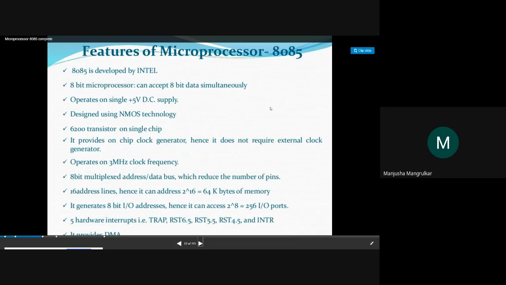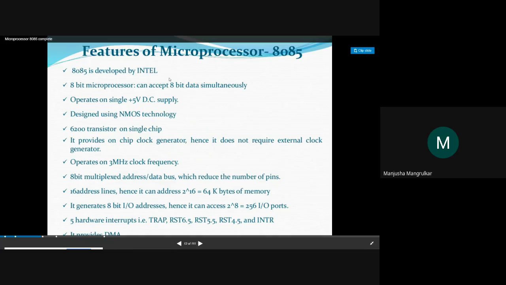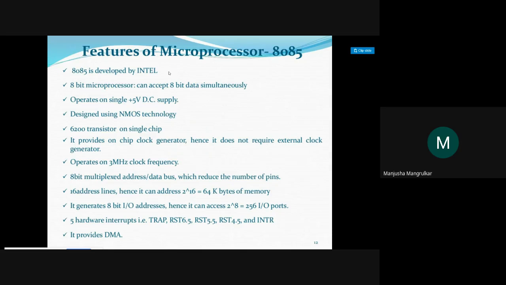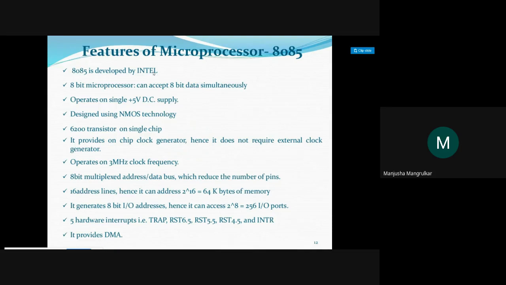Now, what are the features of the 8085? The 8085 is developed by Intel. It is a second generation of the processor. First, a 4-bit processor was discovered, and then an 8-bit processor. It is developed by Intel. As we say, the Intel microprocessor we need to purchase for our computer, so it is developed by Intel.